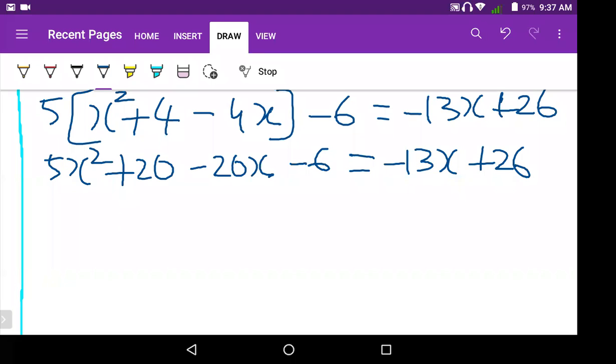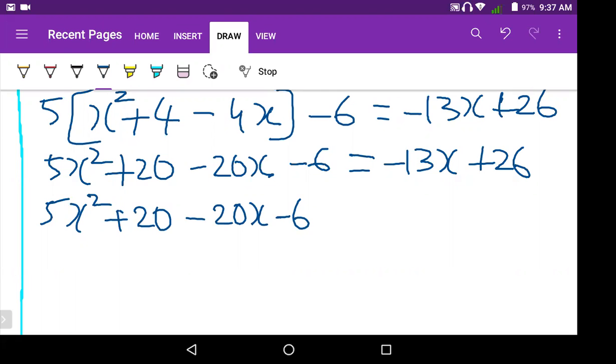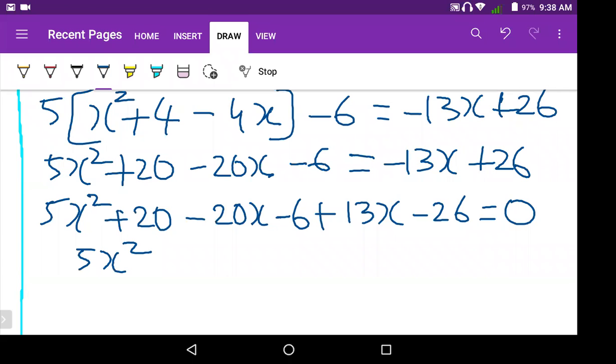Okay. Now, what we are going to do is take all this, minus 13x plus 26, to the left hand side. So you will have 5x square plus 20 minus 20x minus 6, minus 13x will become plus 13x, plus 26 will become minus 26, is equal to 0. Okay, now let us simplify. 5x square will remain as it is. Then we have minus 20x plus 13x.